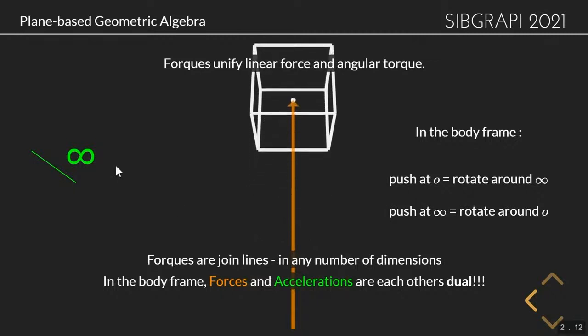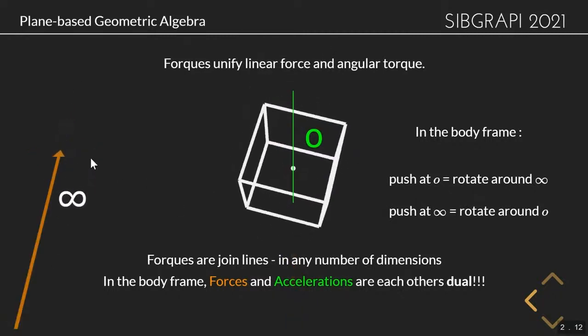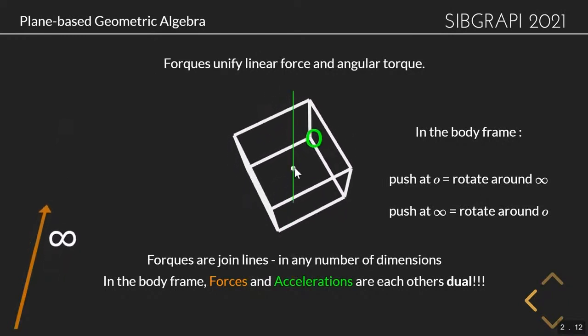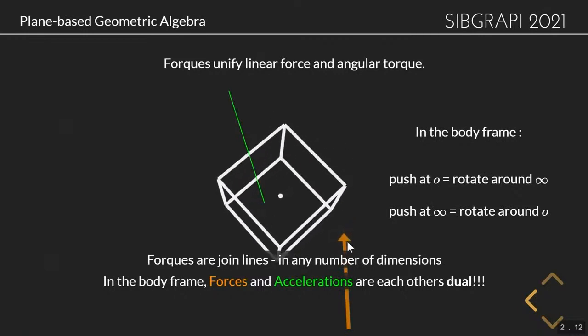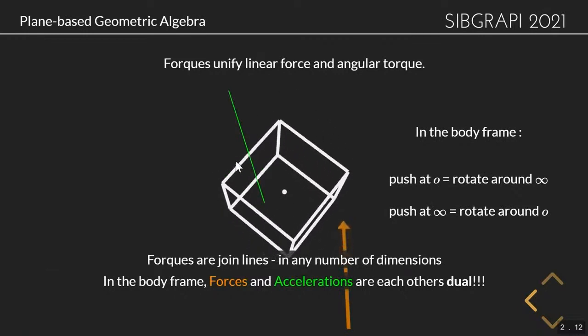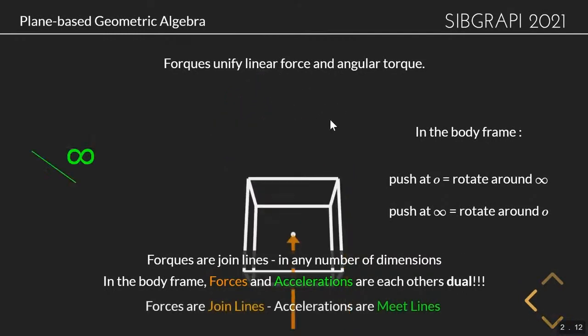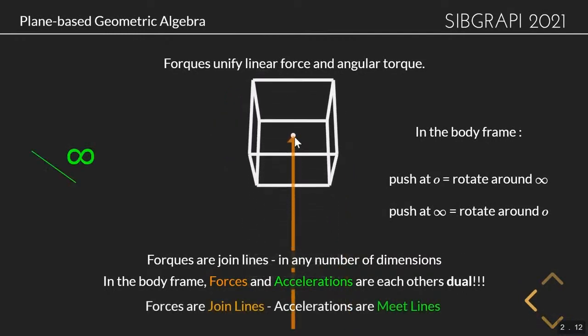So here we're pushing at the origin and the dual line will be at infinity. Here we're pushing at infinity and the dual line will be through the origin. And if we push at an arbitrary point in space, the dual line will be here. So these guys, they are always join lines. A force is a join line, which is really easy.